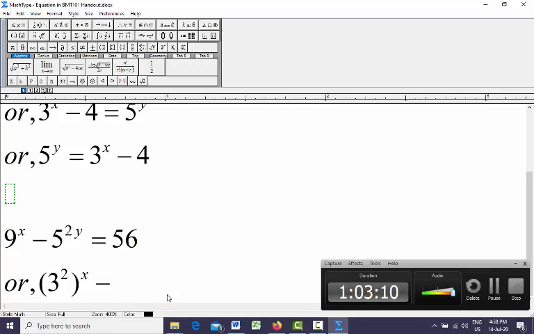5 to the power twice y can be written as 5 to the power y, and then power 2, right? We can write it that way. So 5 to the power twice y can be written like 5 to the power y power 2 is equal to 56.